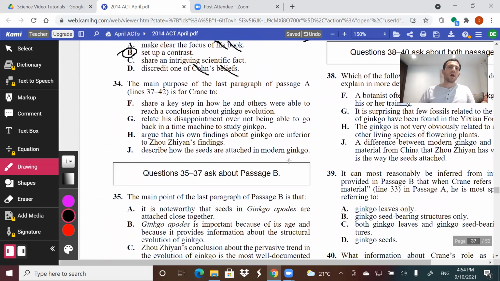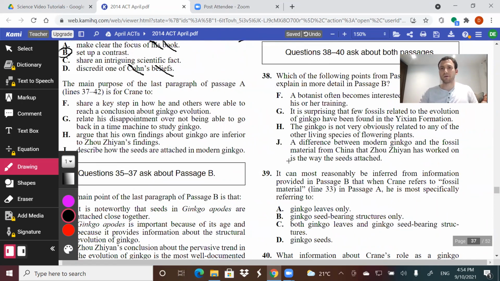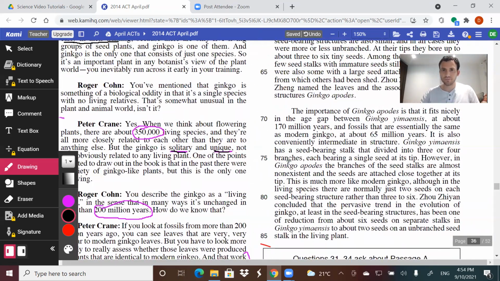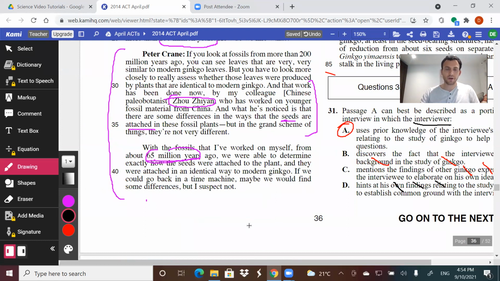Okay. The main purpose of the last paragraph of passage A is for Crane to... So the last paragraph, Crane says, with the fossils that I've worked on myself from about 65 million years ago, we were able to determine exactly how the seeds were attached to the plant. They were attached in an identical way to the modern ginkgo. If we go back in a time machine, maybe we would find some differences, but I suspect not.